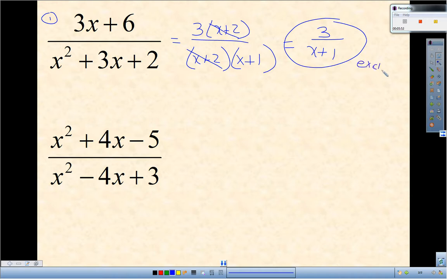Notice that I do have an excluded value. My excluded value would be negative 1, because if I plug in a negative 1 for x, negative 1 plus 1 is 0.